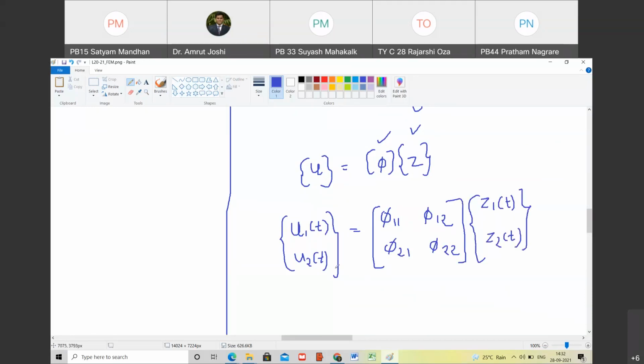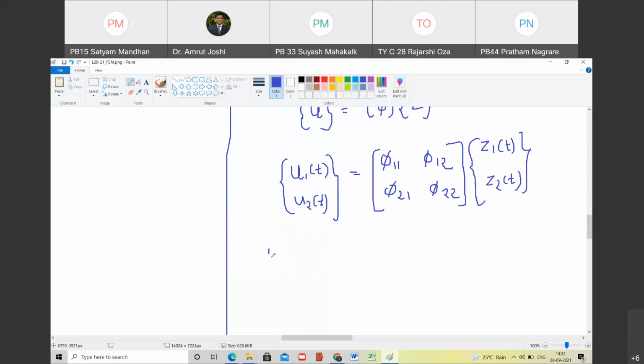Are you with me? Yes, sir. Now expand the first row. What do you get? u1 of t is equal to what? Bolo. Phi 1 1 into z1 of t. Do you agree with me? Yes, sir. Plus phi 1 2 into z2 of t. Do you agree with me?